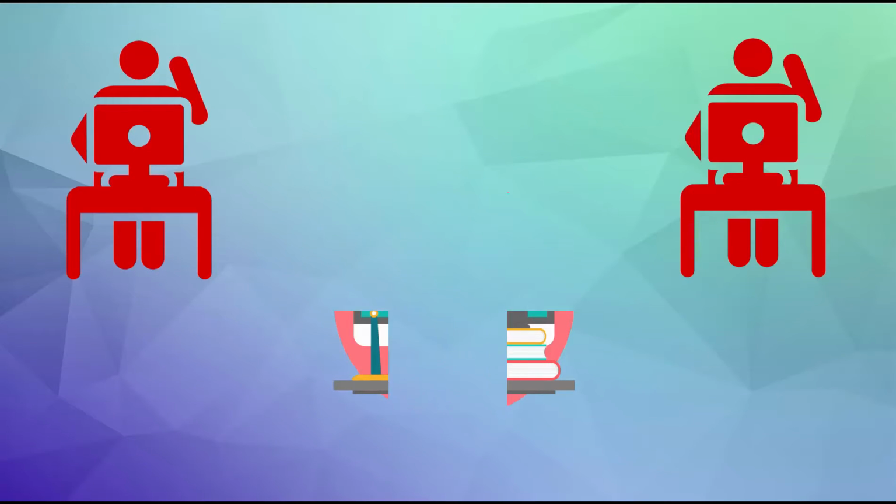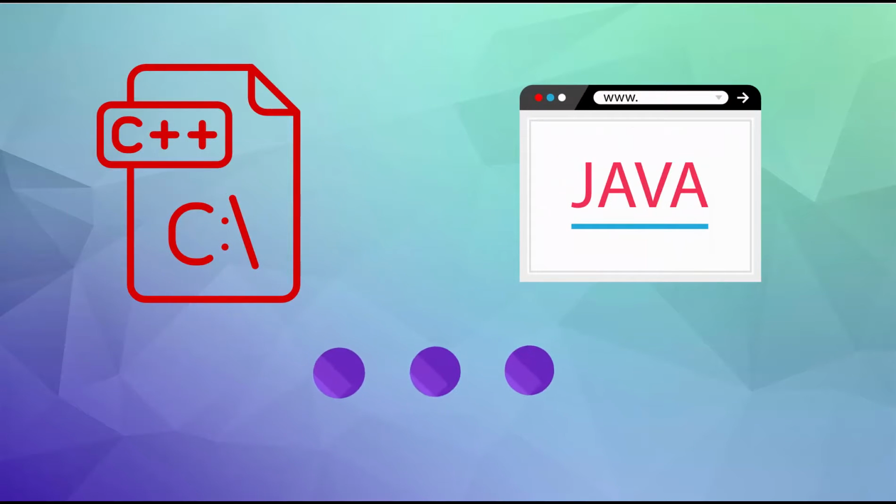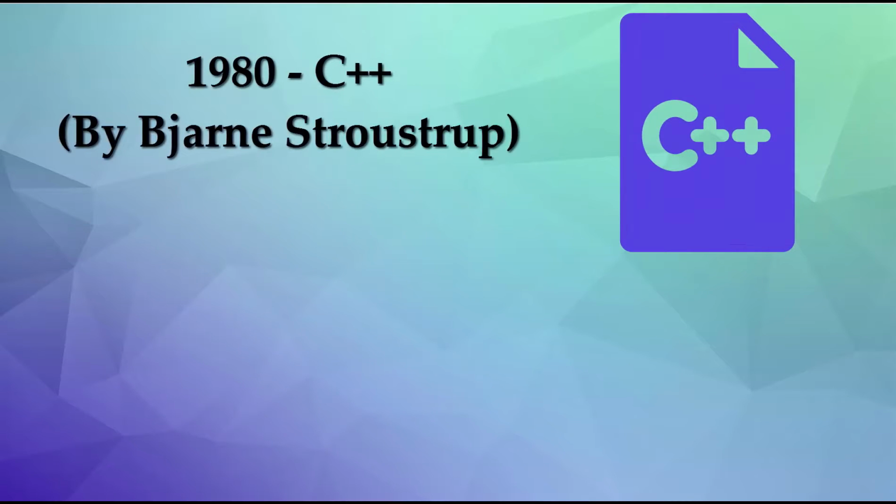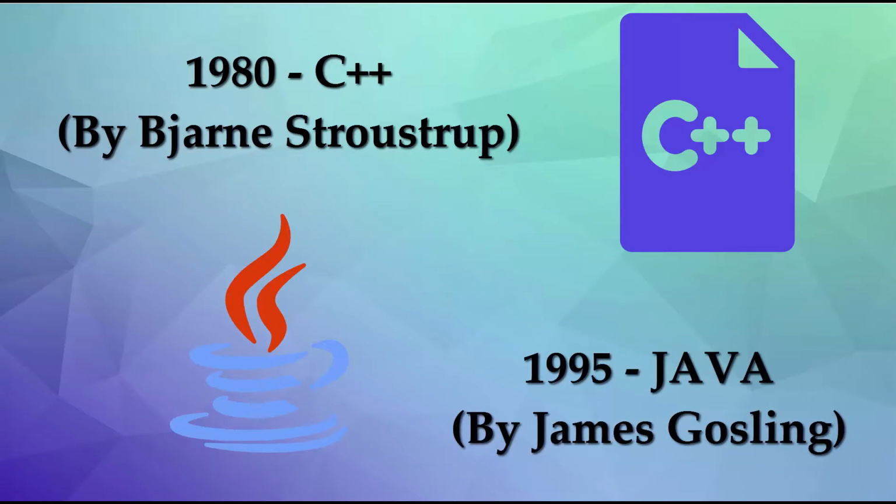After the invention of C language, many new modern languages came like C++, Java and much more, which derive many features from C language. So let's see some of the languages which came after the invention of C. In 1980, C++ was developed by Bjarne Stroustrup. Previously, it was named as C with classes, and in 1995, Java was developed by James Gosling.